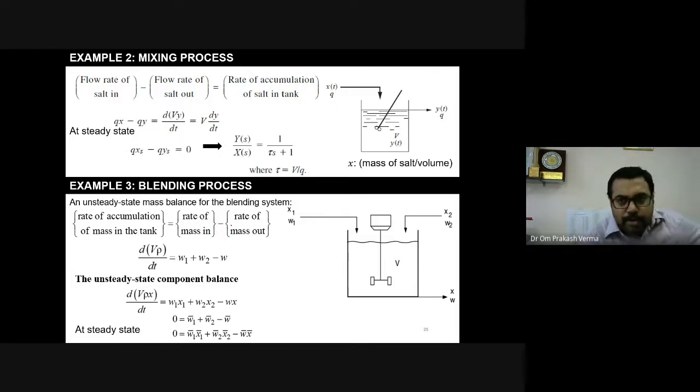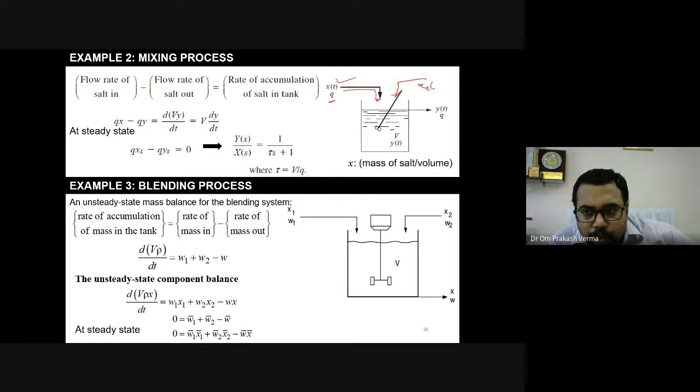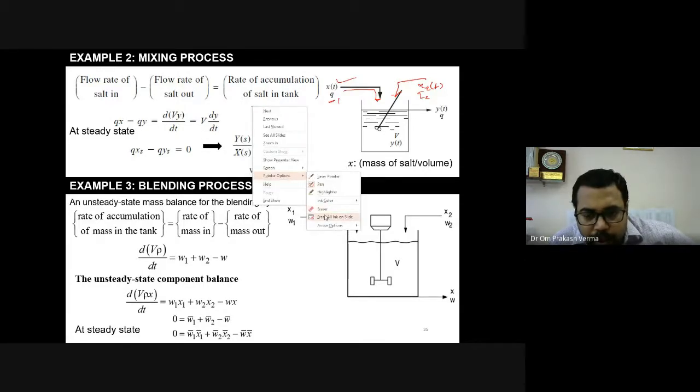In the mixing process, let's say here we have taken only one concentrated salt. Let's say the concentration of that salt is xt, and the flow rate is q. Maybe this tank contains a second flow with, let's say, x2t concentration and flow rate q2, or q1, whatever the different flow rate. But in this problem we have considered only a single flow with a single concentration.